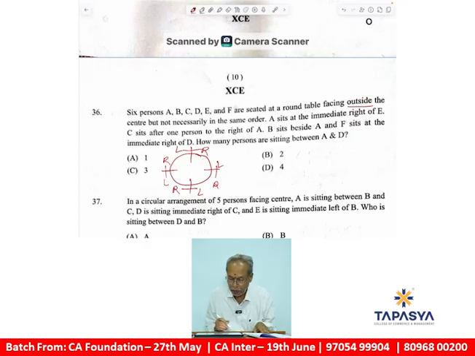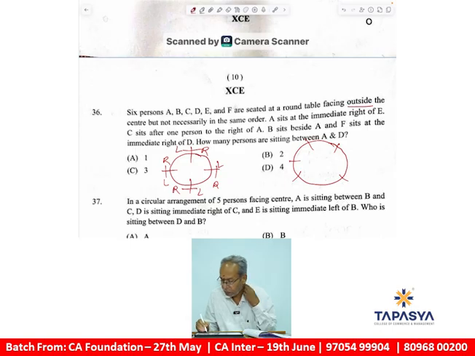Next, how many people are there? 6 people. So take a circle with 1, 2, 3, 4, 5, 6 positions. You can draw the circle and you can see it.